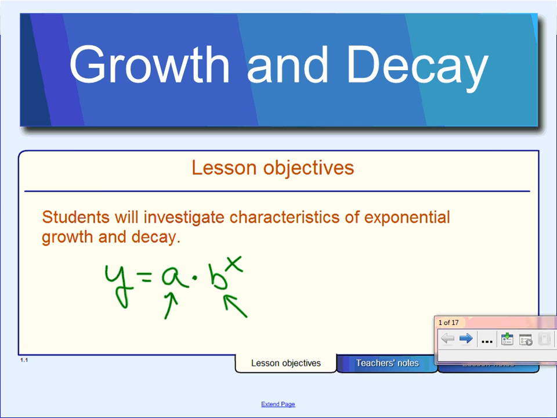As a matter of fact, we noticed in our table that sometimes the y values got bigger, sometimes the y values got smaller. So the y values got bigger whenever the b was what kind of a number? This is from Friday. The y values in the table got bigger if b, this number right here, is what kind of number?